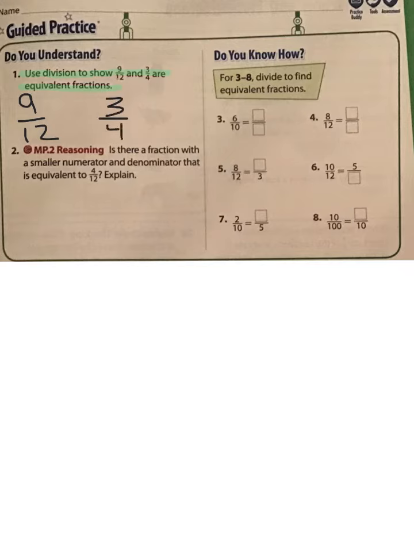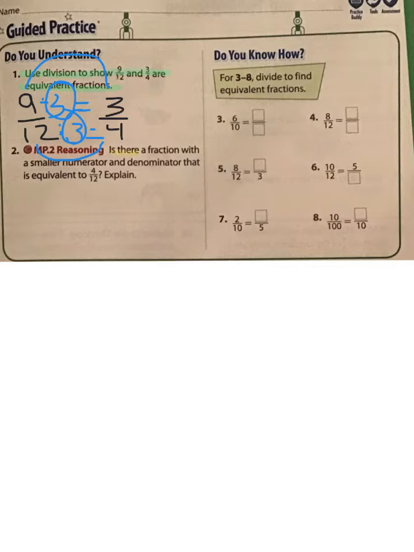So we just have to figure out, what am I dividing, or how am I getting from 9 to 3? Well, I'm dividing by 3. And 9 divided by 3 is 3. If I divide 12 by the same number to get to 4, then it's equivalent. So 12 divided by 3 is also 4. Since I'm dividing both sides by 3, I know that 9/12 is equivalent to 3/4.